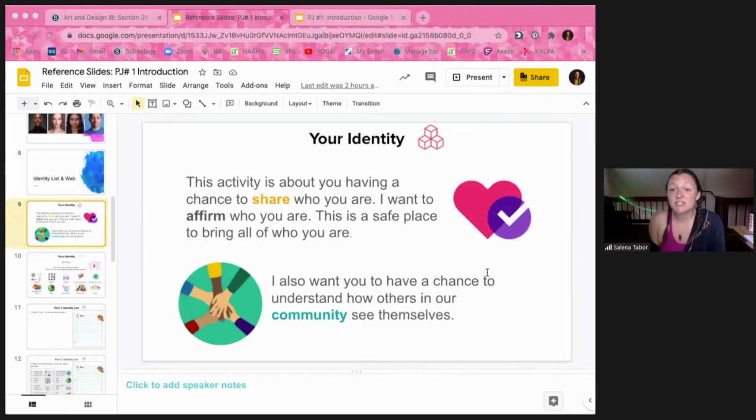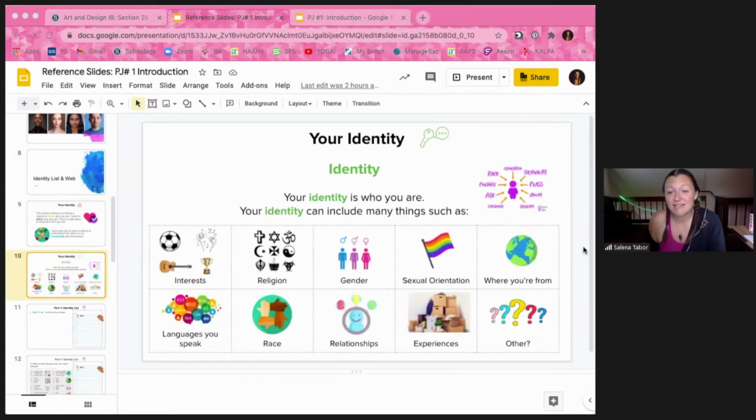This is a chance to share who you are. I feel it's important to know how others view themselves so we can develop empathy for each other regardless of our beliefs, cultures, backgrounds, etc. So what is your identity?